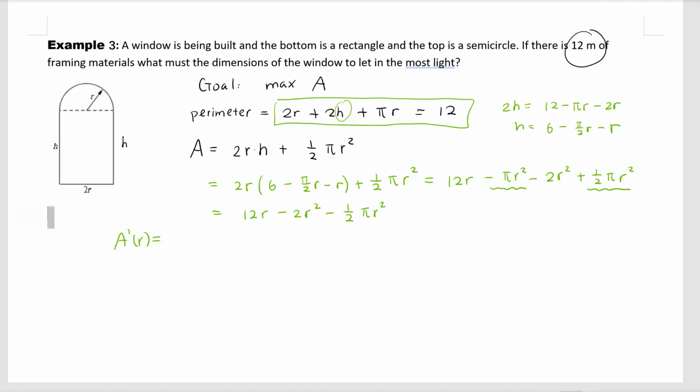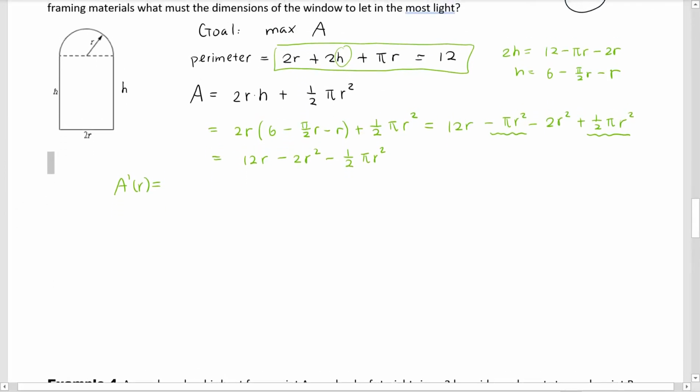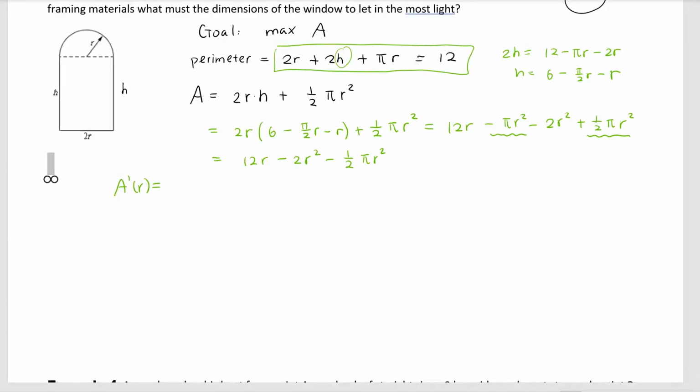So when we differentiate, what do we get? The derivative of 12r is 12. The derivative of minus 2r squared is minus 4r. The derivative of half pi r squared is pi r, since the 2 and the 2 cancel. Do you get that? And we set it equal to 0. Remember, to find the maximum or minimum, we take the derivative, set it equal to 0, and then we find the critical point.